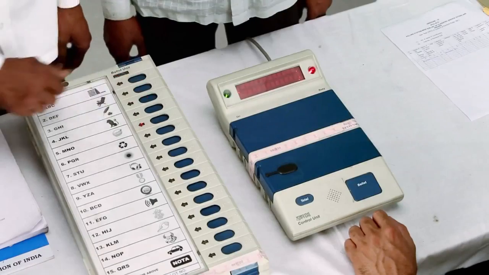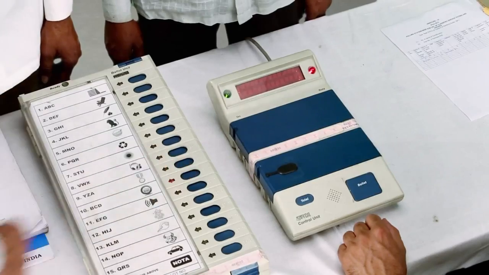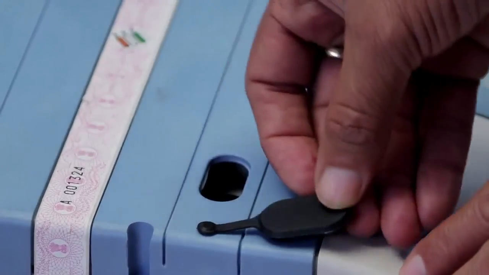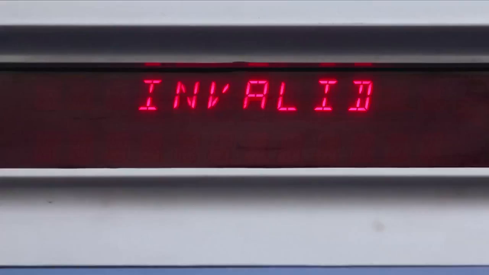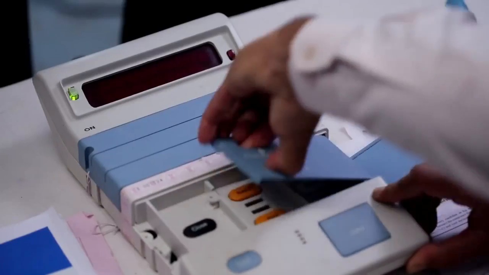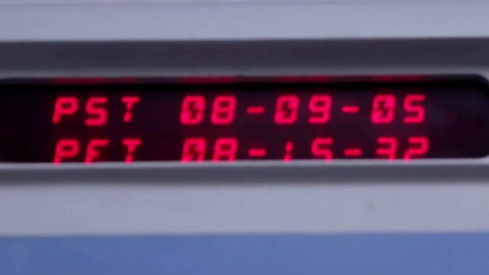After each candidate's button has been pressed a nearly equal number of times, press the close button. Then, press the ballot button to show that no votes can be polled after pressing the close button. Then, press the result button and show the agents the candidate-wise result of the mock poll.